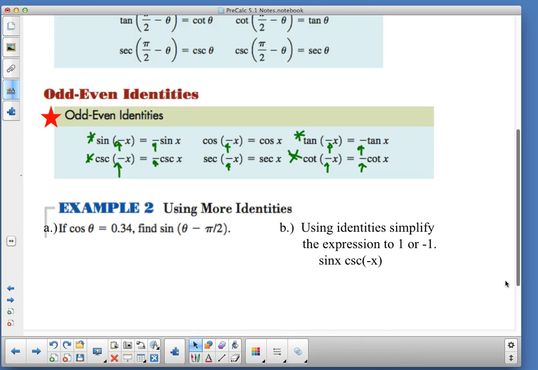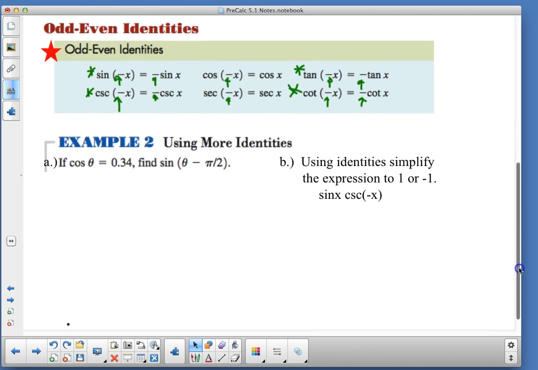So for odd functions, the negative goes to the front, and our negative b becomes negative a, or it takes the opposite of our a value. And for the negative b inside a cosine or secant function, our even functions, we just drop them away because of the reflection, when we reflect things across the y-axis, it's the same wave for cosine and secant. So keeping that in mind, we're going to look at example 2.